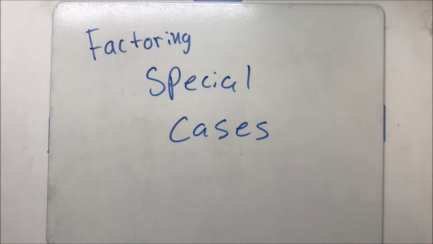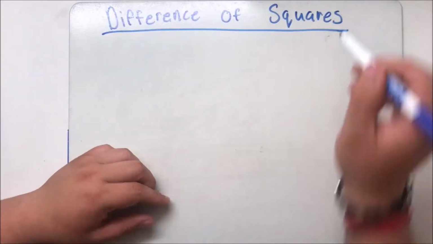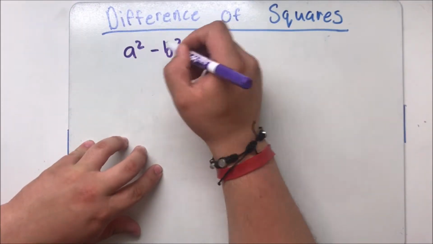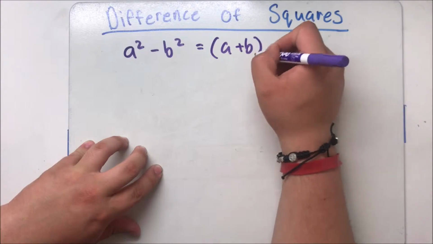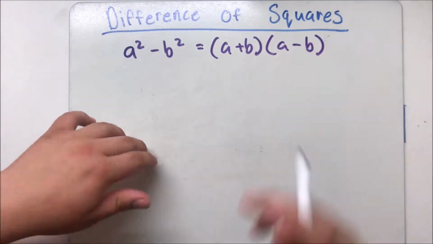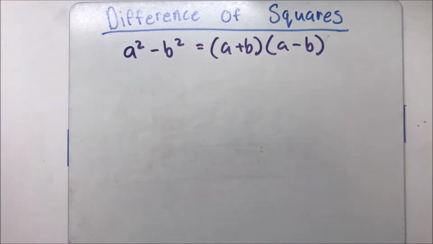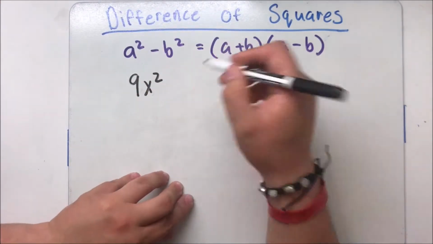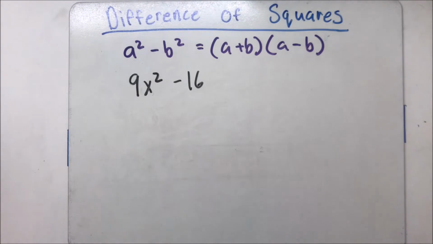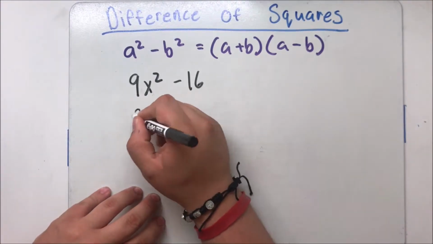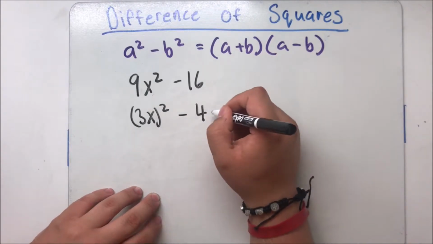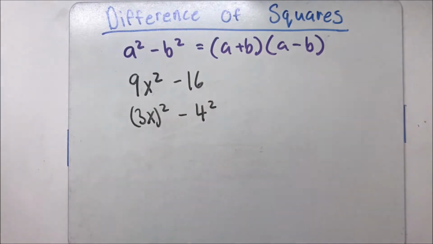Today we're factoring special cases. So for the difference of squares, we're going to be using the formula a squared minus b squared equals a plus b times a minus b. So for the problem 9x squared minus 16, we're going to use the formula and square root 9x squared to 3x and 16 to 4.